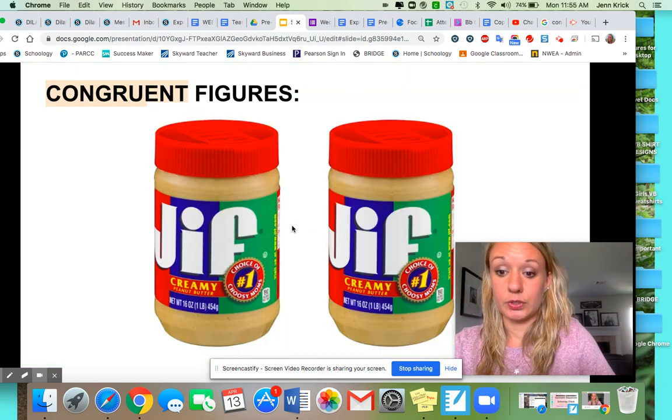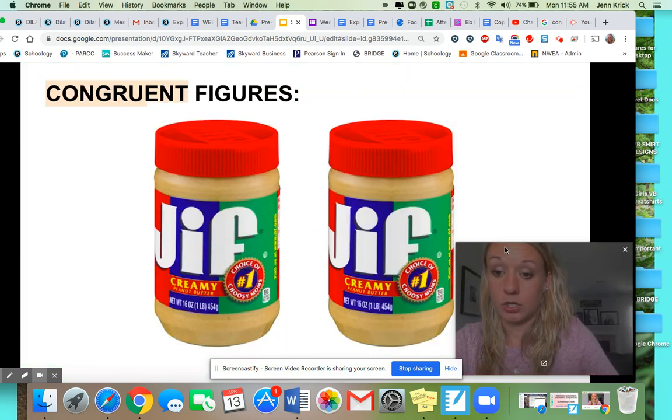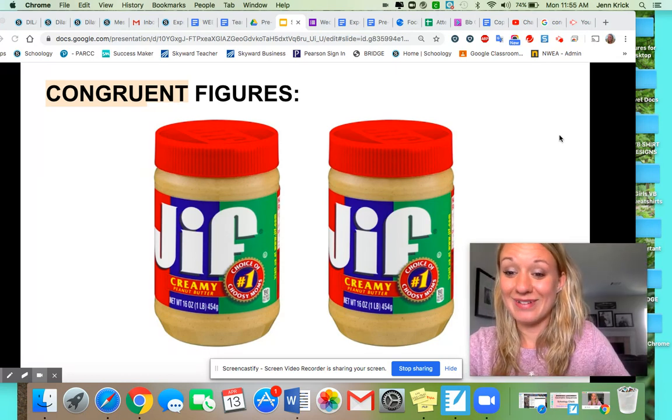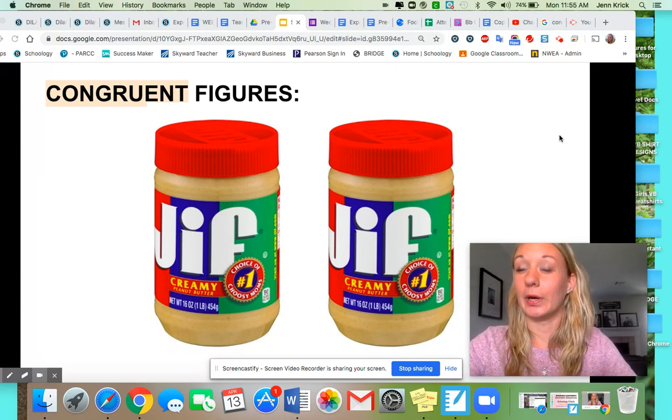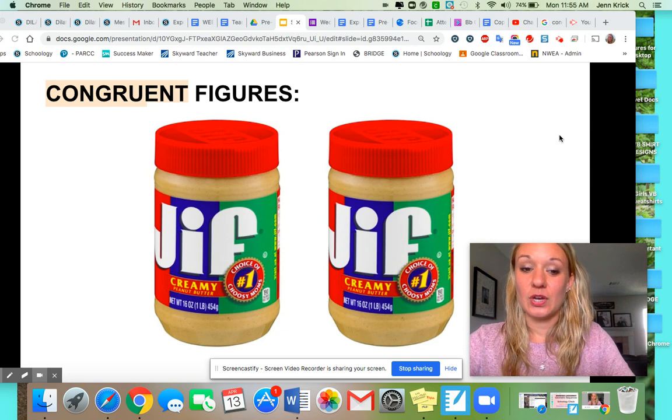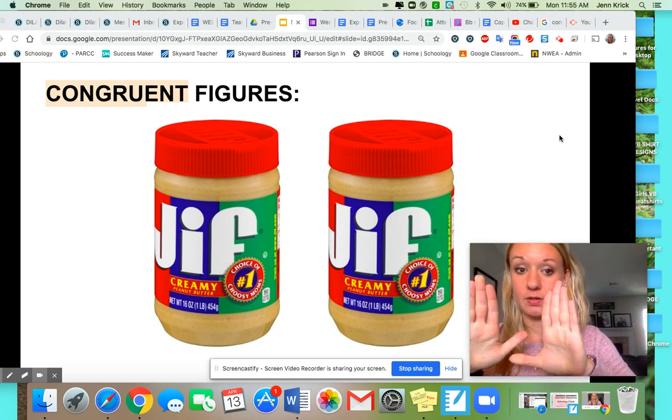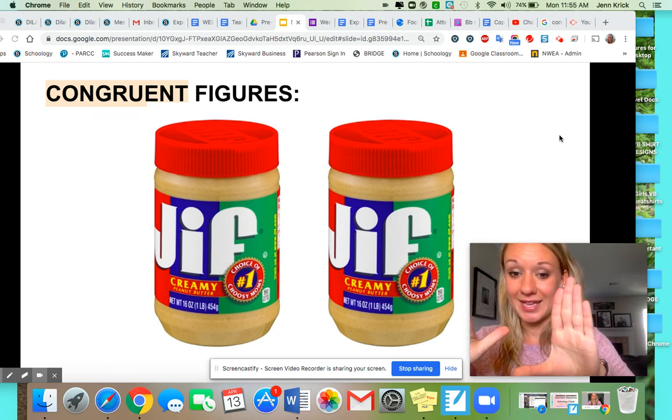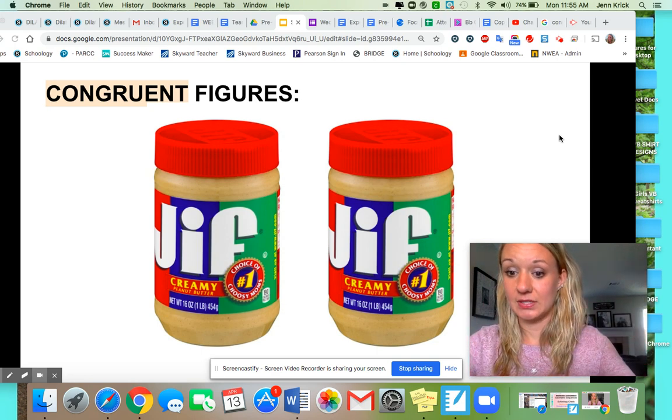These are two congruent figures. I'm sure that you're shocked that this is what I chose as your introduction, but welcome to Mrs. LeBand's life. So notice that the two jars of peanut butter are the exact same, so the same shape, and they are the exact same size. Let's look at another example so you can kind of understand what congruent figures are.